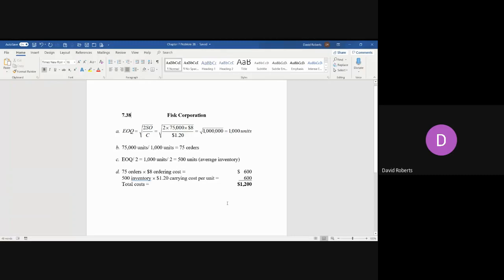Problem number 38 has to do with economic order quantity. This is actually a topic that is taught in supply chain, but you can apply it to cash. You can apply it to supply chain when you're having to determine how many units to make. You, as a student, actually do economic order quantity.